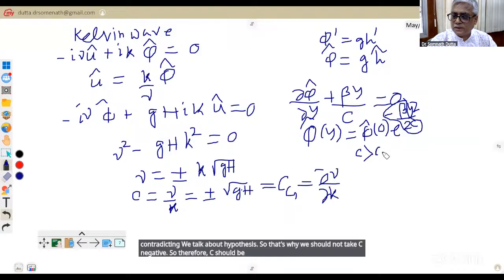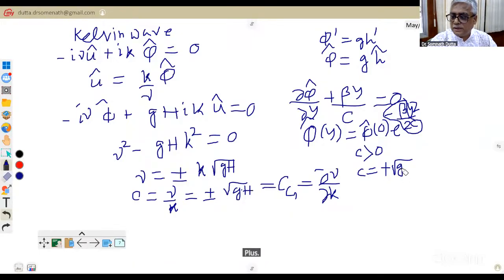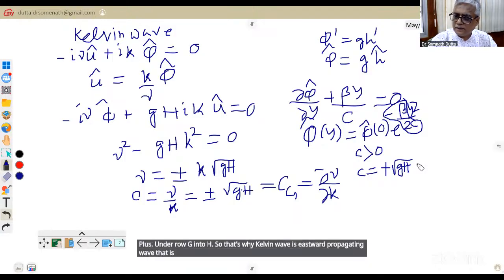So for the Kelvin wave, c is definitely equal to plus under root g into h. That's why the Kelvin wave is an eastward propagating wave, that is, a westerly wave. The Kelvin wave is eastward propagating. With this, we have finished the equatorial wave.